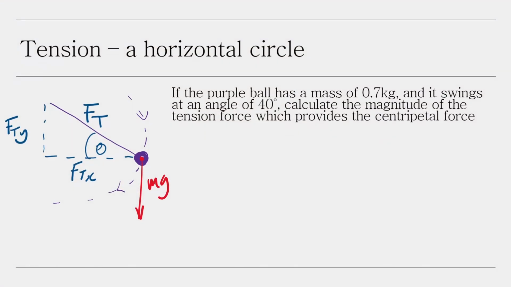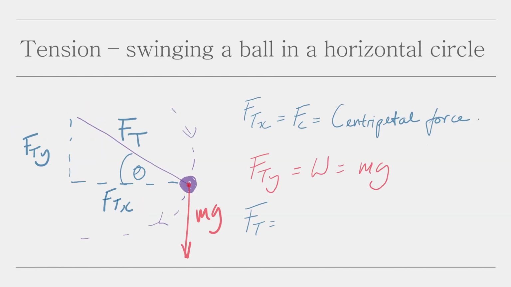Okay, so let's discuss centripetal force and how this applies to horizontal circles. In the example here on the left, we have a purple ball on the end of a string, and this point here is its pivot point. If you can imagine there was a stick here or something, and I'm swinging it around, and it's swinging in a horizontal circle.